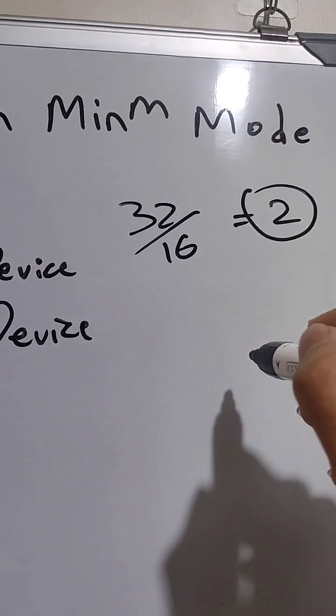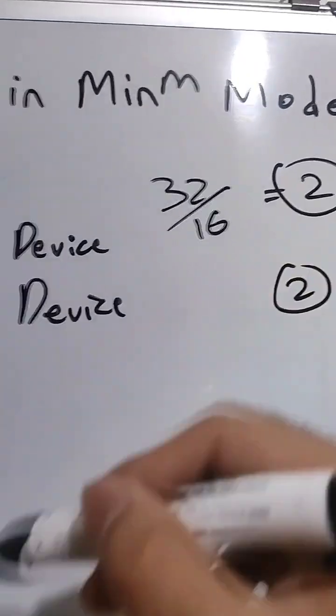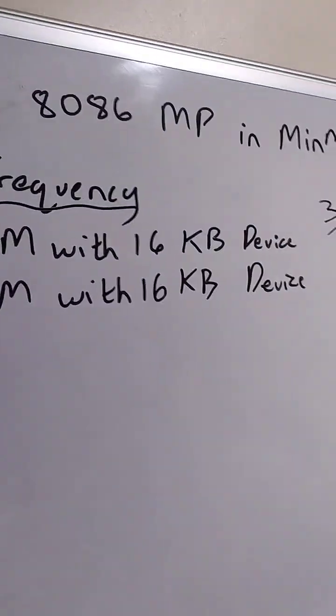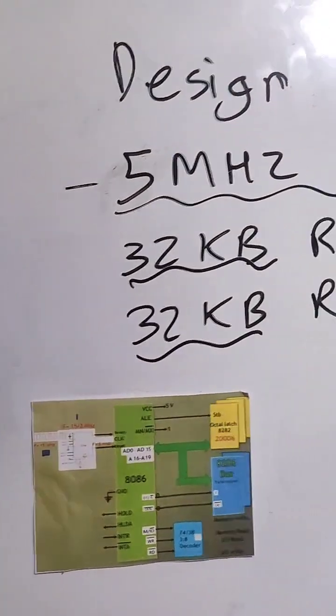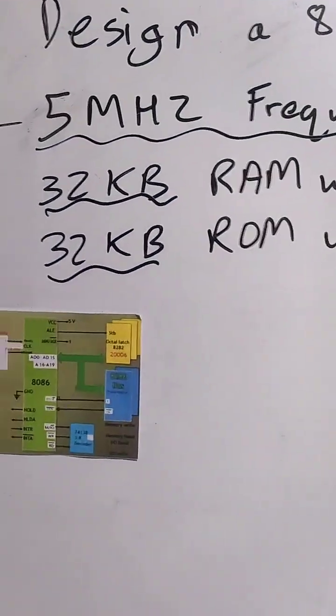For that we need 2 RAM sticks and we need 2 ROM sticks. By the way, one will work for an odd bank, one will work for an even bank. Also we need 5 megahertz operating frequency, no?